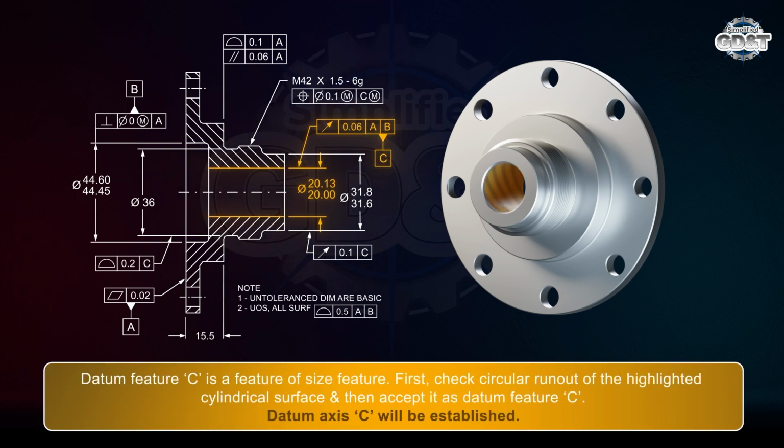Datum feature C is a feature of size feature. First, check circular runout of the highlighted cylindrical surface and then accept it as datum feature C. Datum axis C will be established.